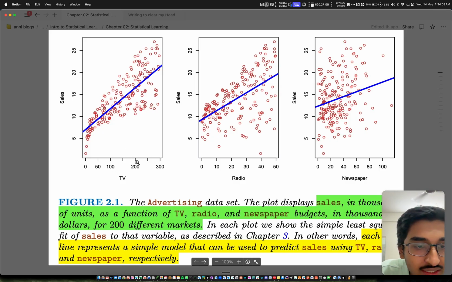Suppose I spend this much on advertising on TV. As you can see, sales as a function of TV in thousands of dollars for 200 different markets. So if I spend like $100,000, then this is how much I sell in these markets. There's some markets where I invest $200,000, and this is how much I sell, right? Same thing goes for radio and for newspaper.